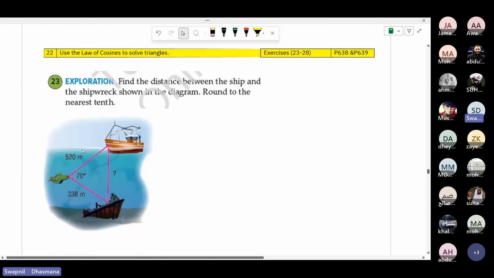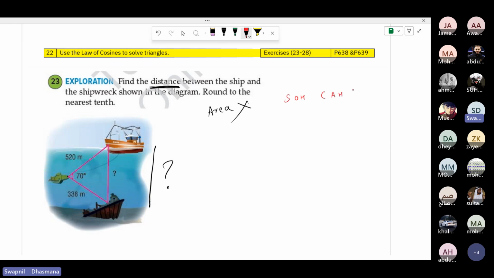This one, do you need to find the area? No. I have to find the distance. Distance means, how much is this? So now, can you use SOHCAHTOA? Yes or no? Think about it. Can you use SOHCAHTOA? No. Good, because for this you need a right angle.